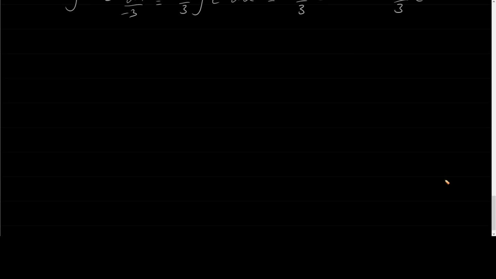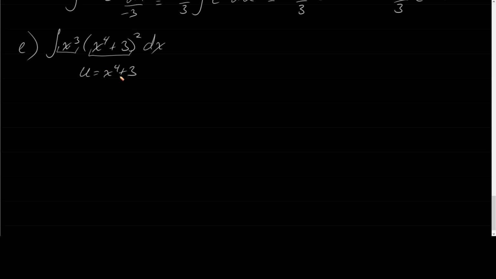Next one. E. Let's say I have the integral of x cubed times x to the 4 plus 3 squared dx. What piece looks like the derivative of the other? Well, this piece looks like the derivative of that piece. So I'm going to let u be equal to x to the 4 plus 3. Then du would be 4x to the third dx. Then dx would be du over 4x to the third.